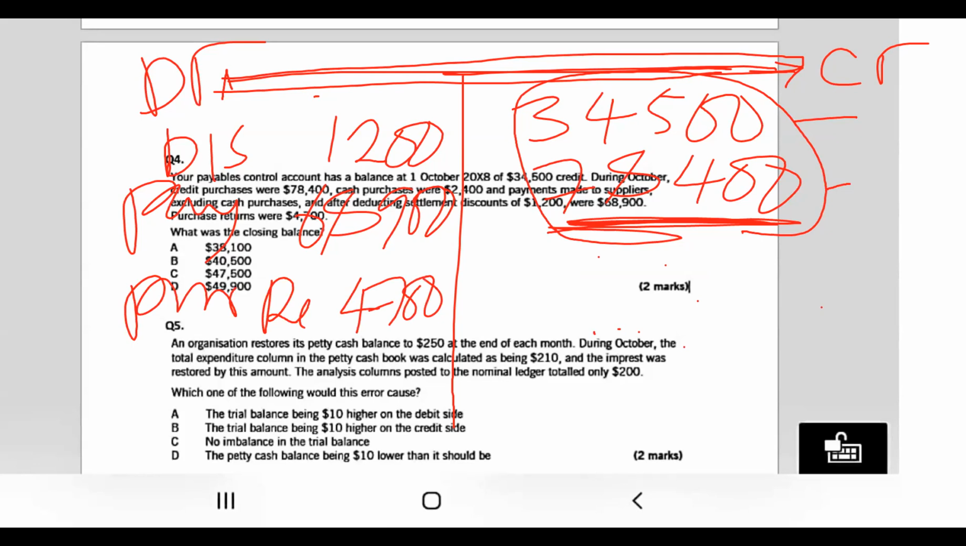This is your payables control account. So now the question is, what was the closing balance? We need the closing balance so we can balance up this account. What is on the credit side? 34,500 plus 78,400. What do we get?